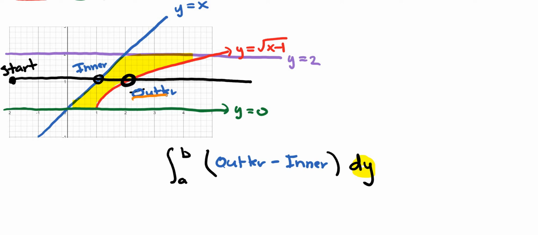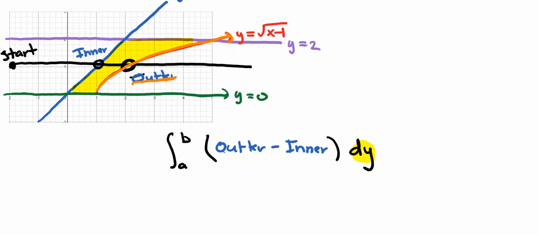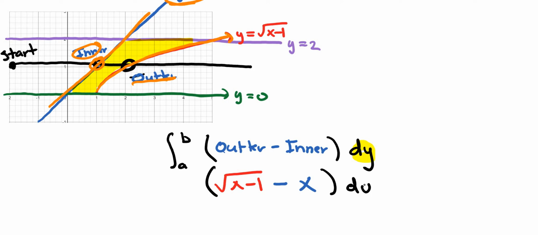And what is the outer function? If I take a look at this outer function, it's basically the square root function. So that's going to be the square root of x minus 1, and then minus the inner function. Well, the inner function is just this blue line, so this inner function is the equation y equals x. So I will write an x over here, and I will do some substituting a little bit later.